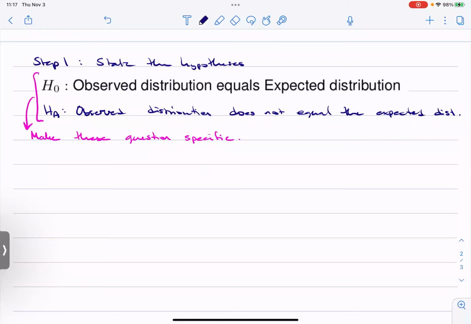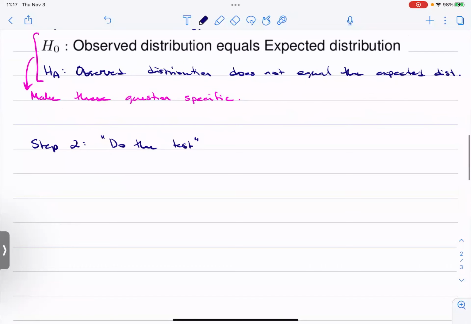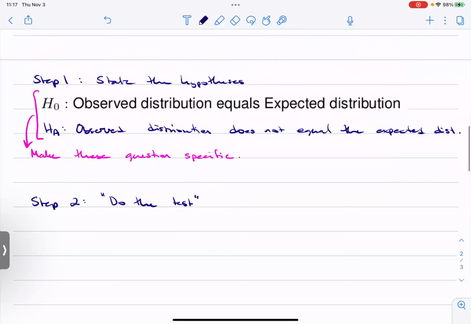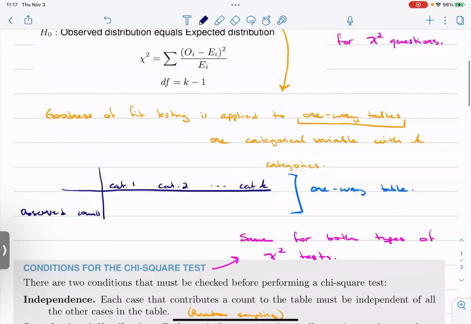Okay, good. Step 2 is when we do the test, which is a fun way of saying calculate the test statistic, which is the chi-squared in this case.